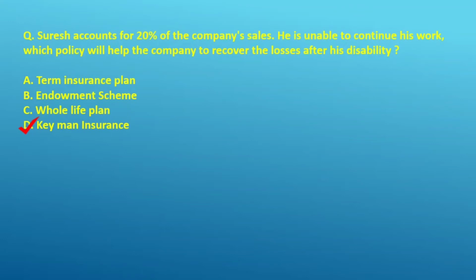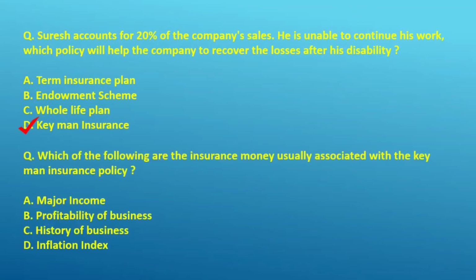Keyman insurance. Which of the following is the insurance money usually associated with the Keyman insurance policy? The correct answer is B. Profitability of business.